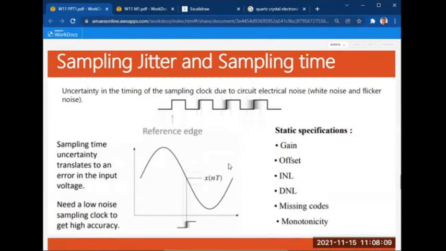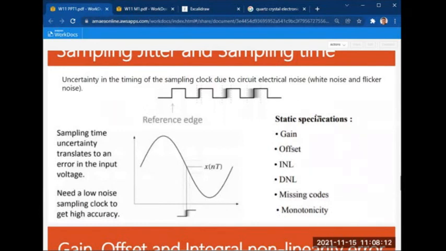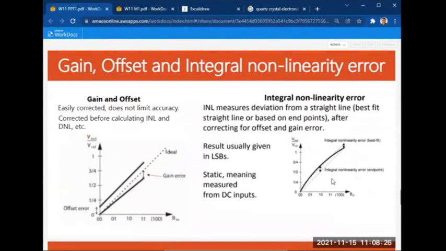For our sampling time, we have specifications. We have gain, we have offset, we have integral nonlinear, differential nonlinear, missing codes, and then monotonicity. Okay, so for the gain and offset, these are easily corrected, do not limit accuracy, and are corrected before calculating INL and DNL.